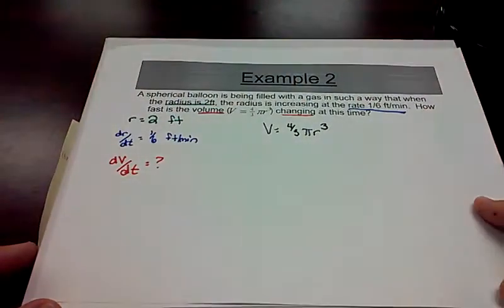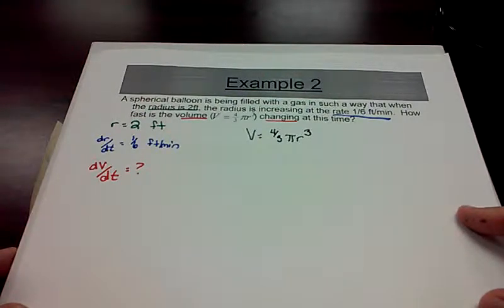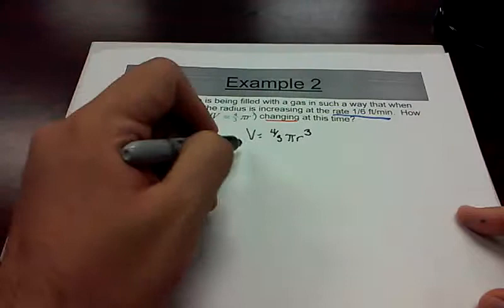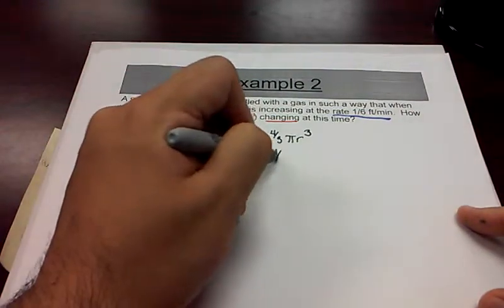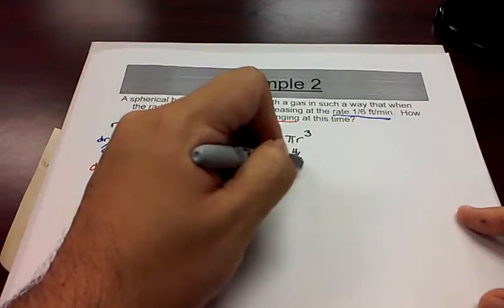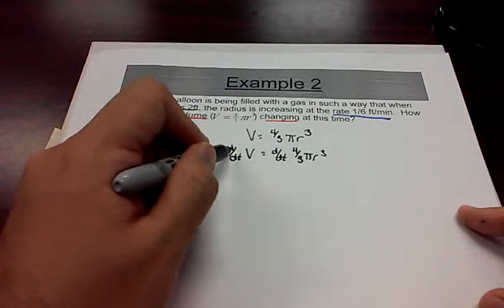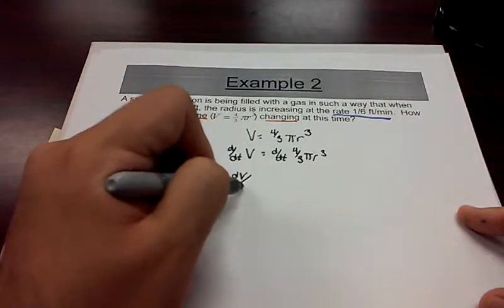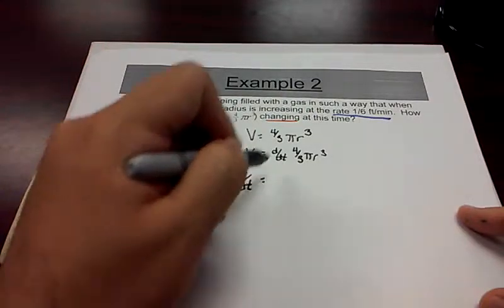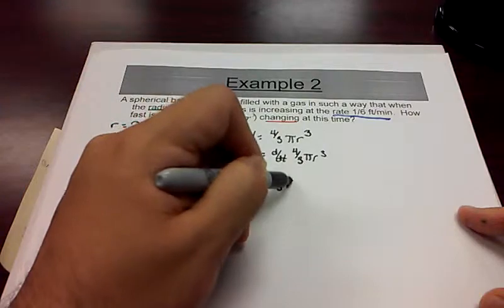So I want to take the implicit derivative of the following formula with respect to time. So I'm going to take the derivative with respect to time of V equals the derivative with respect to time of 4/3 pi r cubed. Notice that the variables do not match, so the derivative with respect to time of V would be dV over dt. And then I notice that 4/3 pi is a constant, so I can take that out.